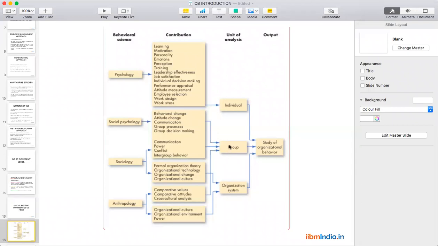I hope this part is clear to everyone. If it is clear, we'll move to the next topic.